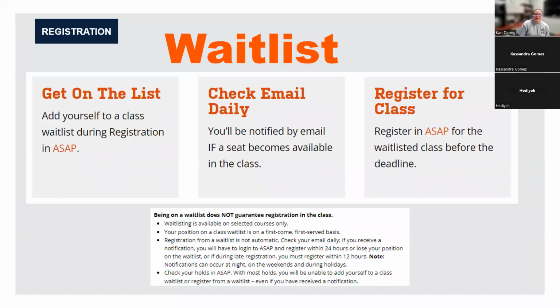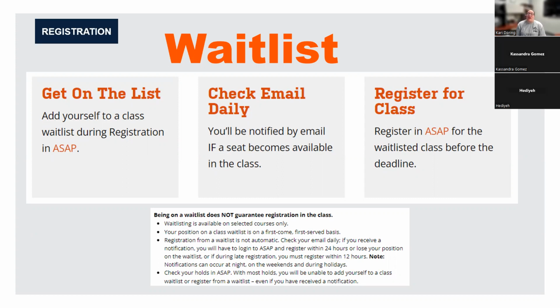All right, so waitlist. Waitlist is essentially where all of our classes are full, but you're like, hey, I want to get on this list to maybe get into this class. So right now, there's 3 different steps that you need to do. First, get on the list. You need to add yourself to the waitlist during registration period in ASAP.